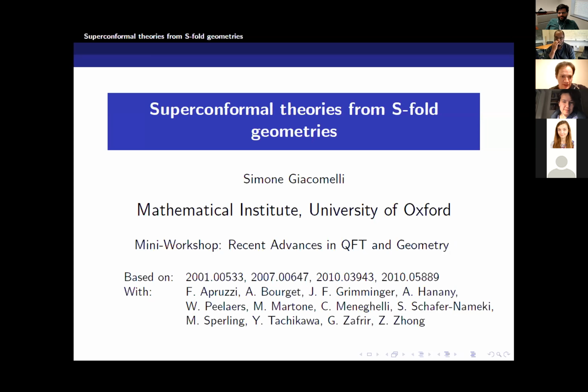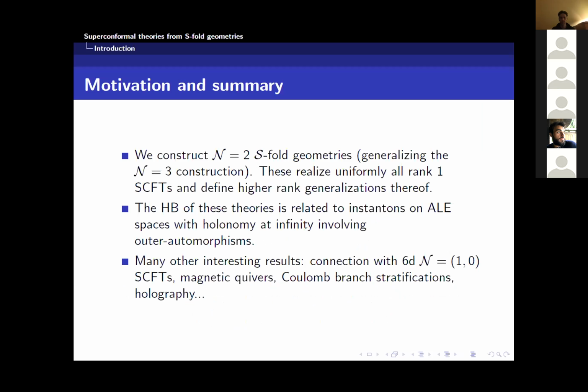Today I'm going to report the results I found in these recent four papers. I would like to start by thanking all my collaborators in this work, who are listed here. The idea is to understand superconformal theories from geometry, and I will report some results I found about compactification of type IIB involving S-duality twists, the so-called S-folds.